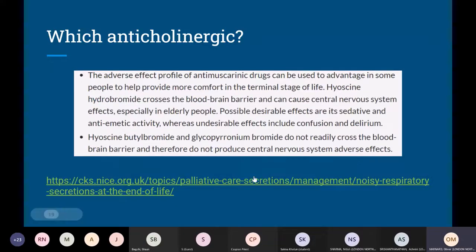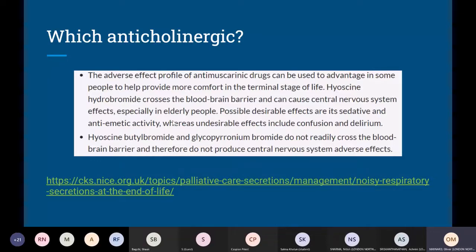The reason for this, as you'll see in the first bullet point, is that hyoscine hydrobromide, of the three, is the only one which crosses the blood-brain barrier and actually acts centrally, especially so in elderly people. So this can have positive, desirable effects. It can cause the patient to be more drowsy. Obviously, hyoscine is used as an antiemetic if you use Kwells, which are the generic over-the-counter anti-sickness tablets. That's hyoscine hydrobromide.